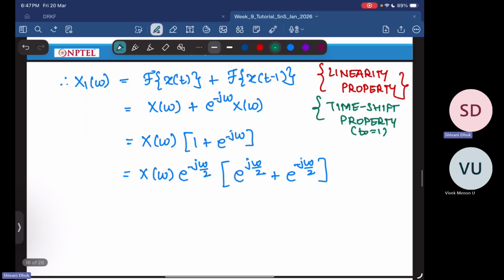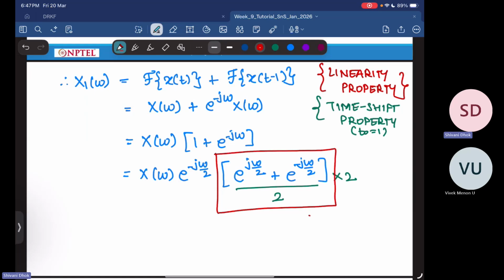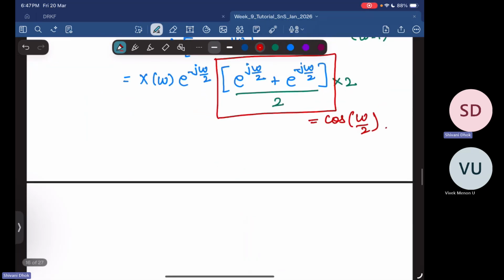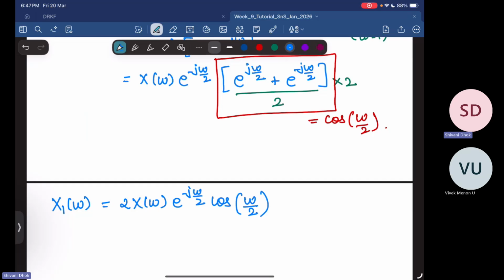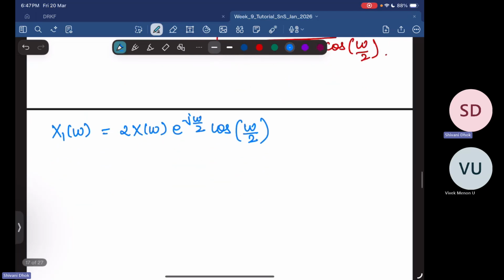Now I can multiply and divide by 2. The term that I am highlighting is nothing but cos of omega by 2. So we get x1 of omega as x of omega into e power minus j omega by 2 into 2 times cos of omega by 2. This is the Fourier transform, and now we want to understand the maximum frequency of this signal. In order to do that, we can simply look at the magnitude.